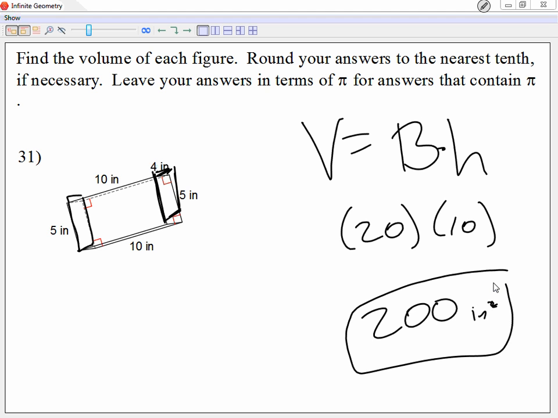Remember, the measurement is always inches cubed. I'm okay if you guys don't include the measurements. I will include it, but you don't have to include the units. I'm more interested in the number, 200. So for prisms and cylinders, it's area of the base times the height.